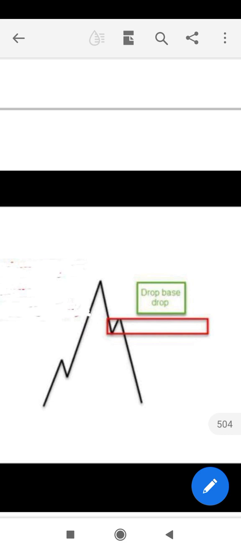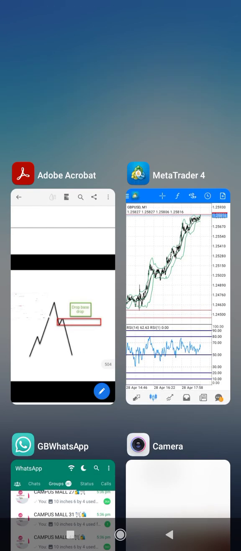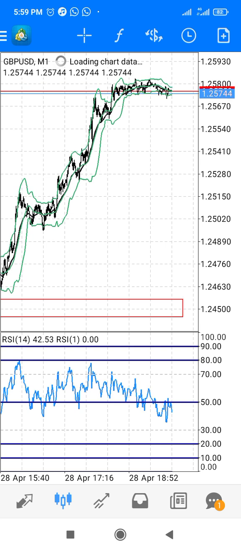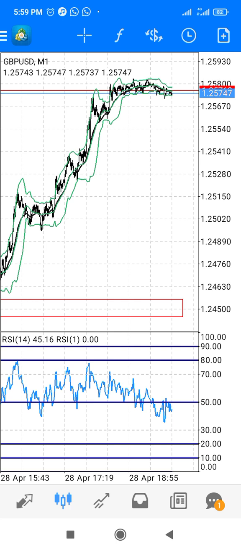Now let's look at the practical application. Let's go back to our MT4. Let's look at the practical application now. After we've identified the 4 major points which we just talked about, we are going to look at how you identify the supply and demand zone. It's a very, very simple thing.